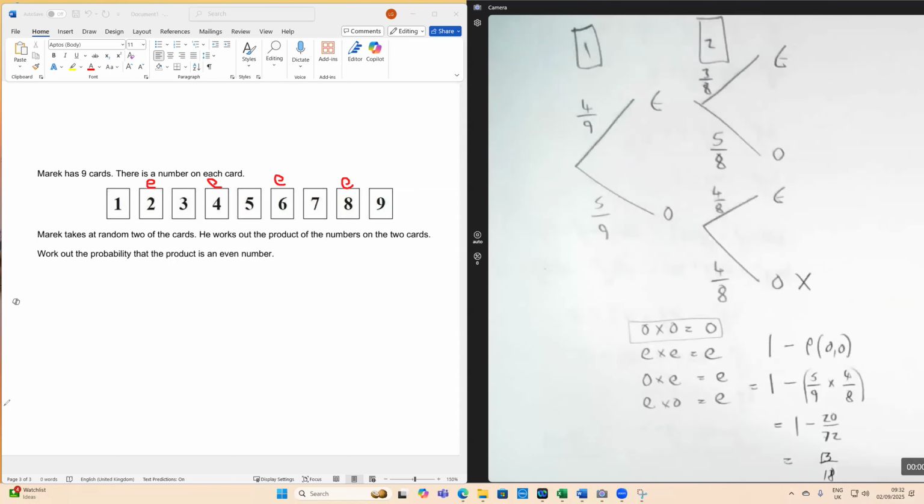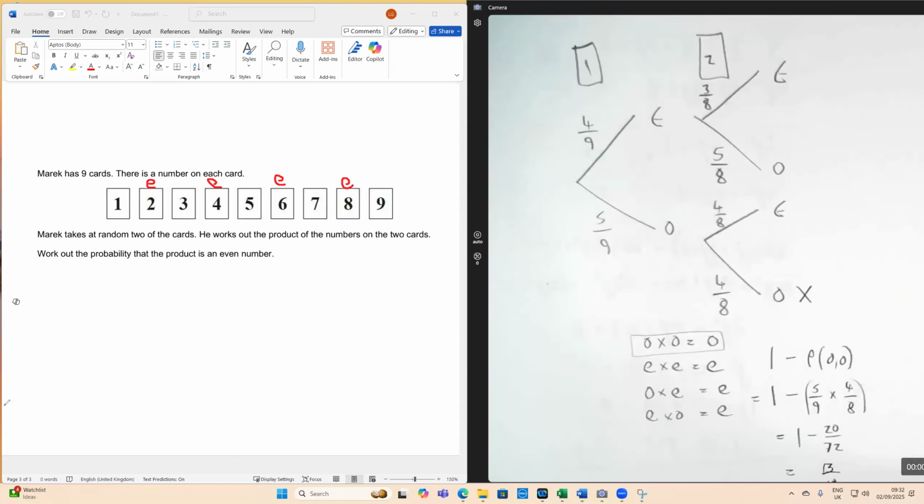And that's, I would say, a middle of the road, more of a grade 8-ish probability tree diagram question. I hope that you found that helpful, and I will see you in the next video.